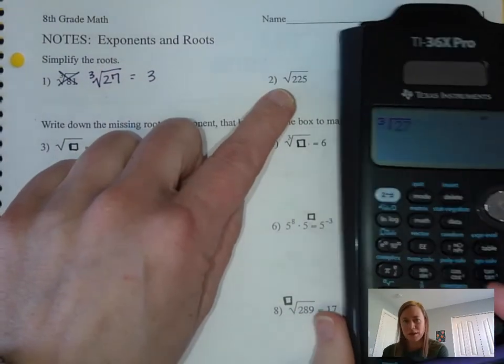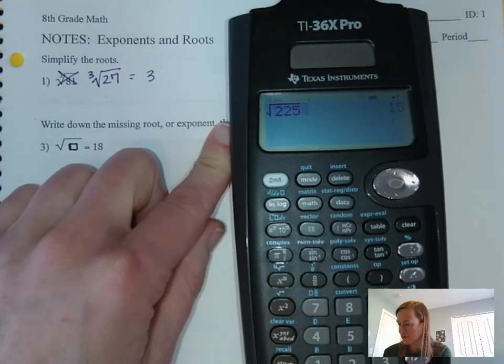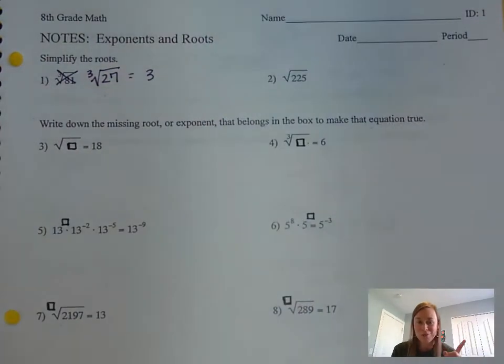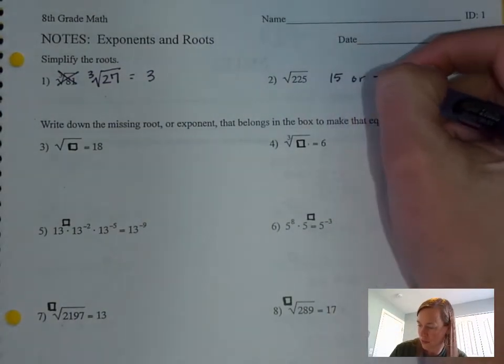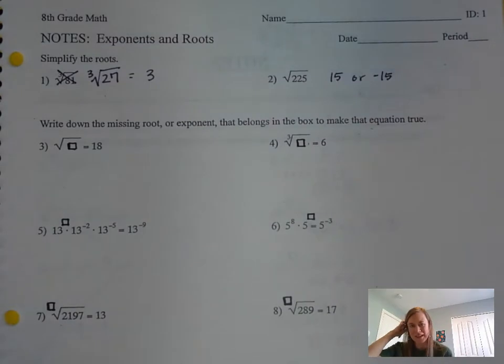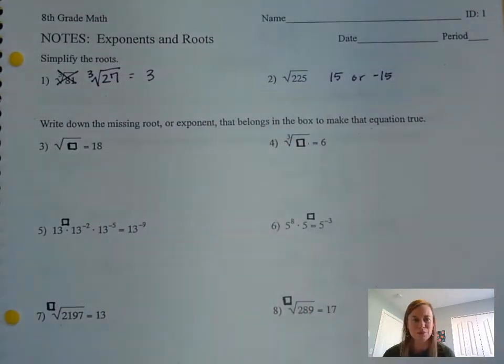Now what about the square root of 225? Let's do that one. Square root of 225 and you get 15. Now you know the answer to that could be 15 or it could be negative 15, so we're just going to go ahead and write both. Okay, that's the first two problems. So use your calculator, make sure you do cube root there and square root there.